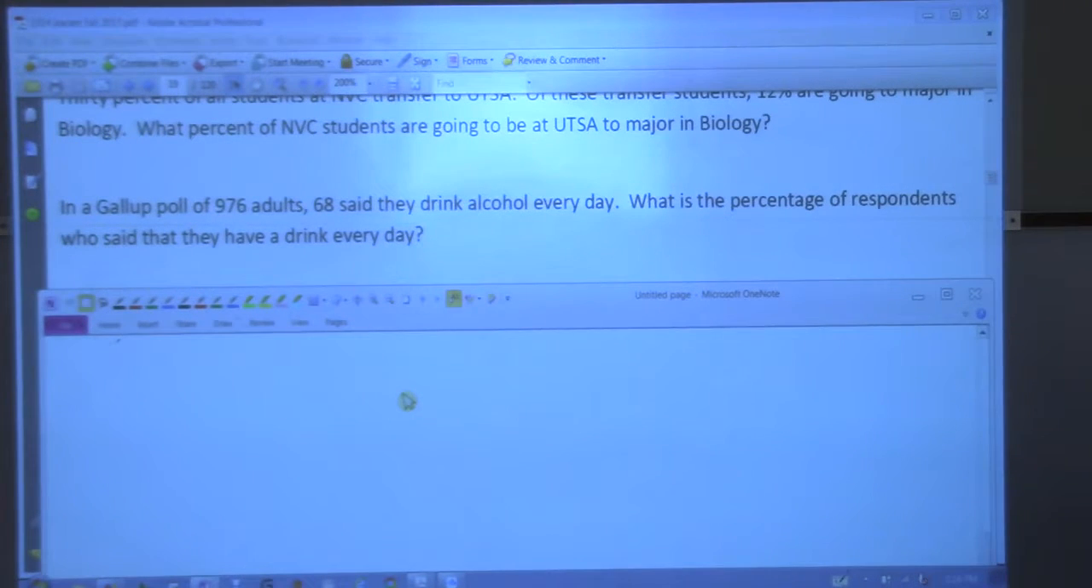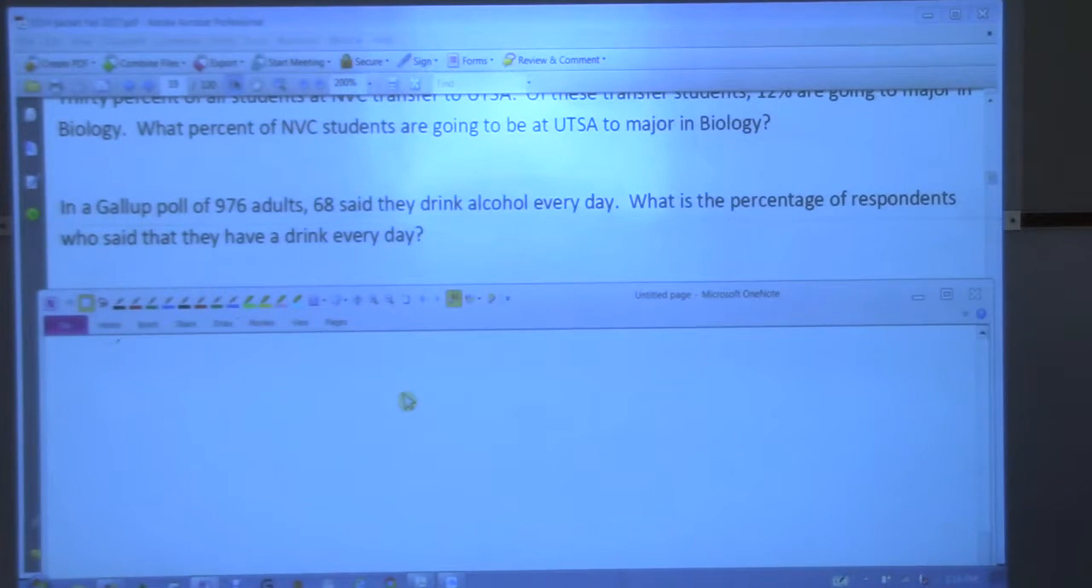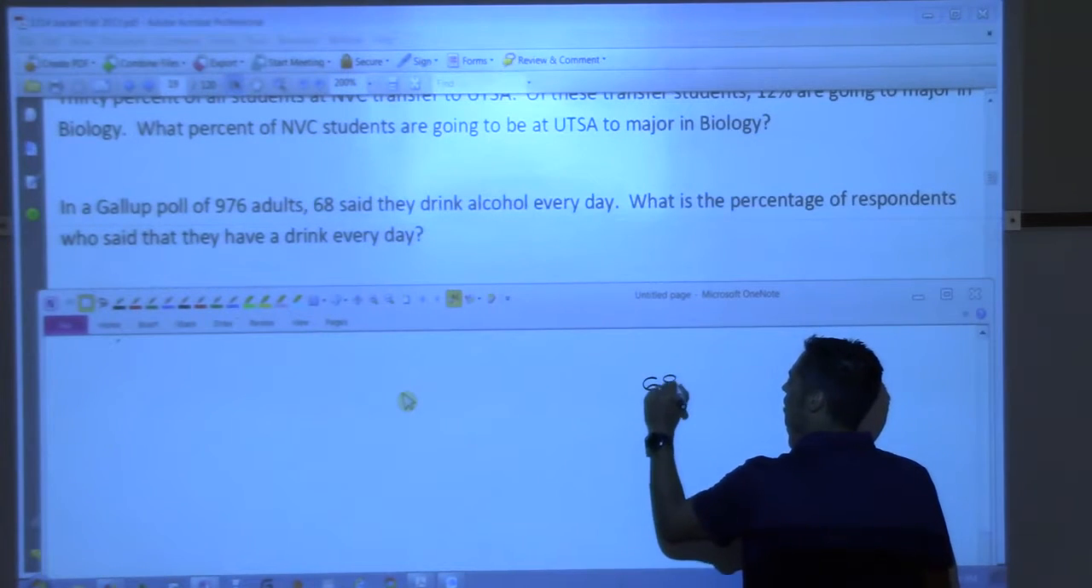So what are you doing here? Same with the x's, which is the percent. Find out what your x is, and that's the percent. Okay, so your x is your percent. Well, what's the equation you're setting up? Or are you setting anything up? 68 divided by 976. So you're doing 68, right?